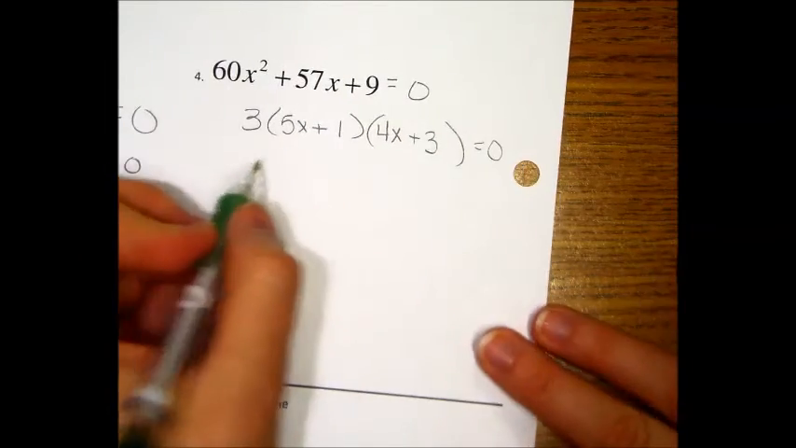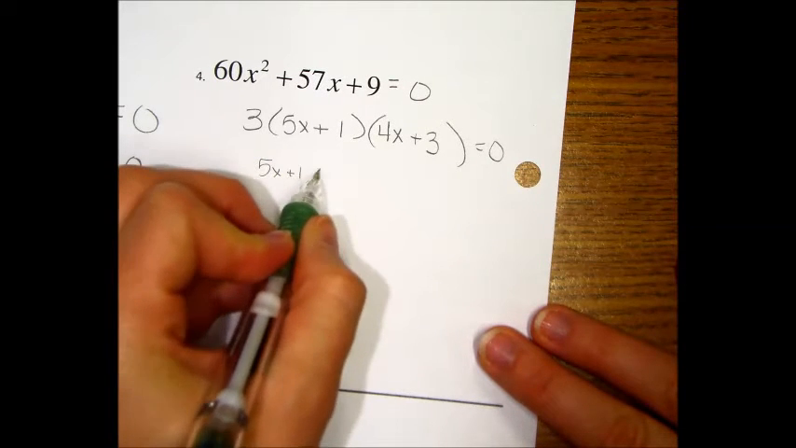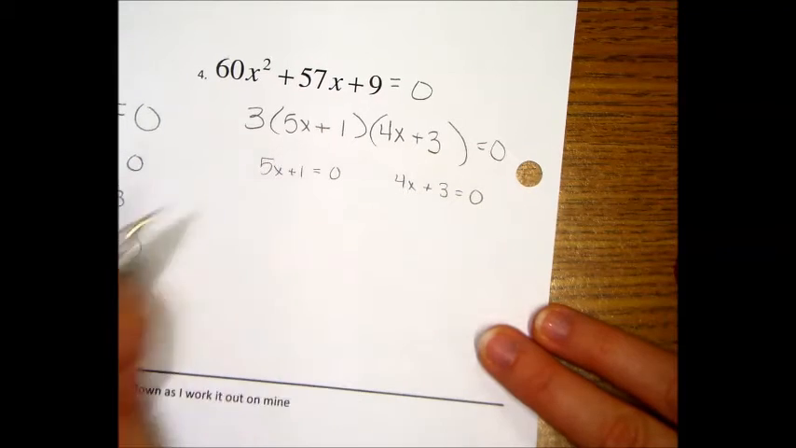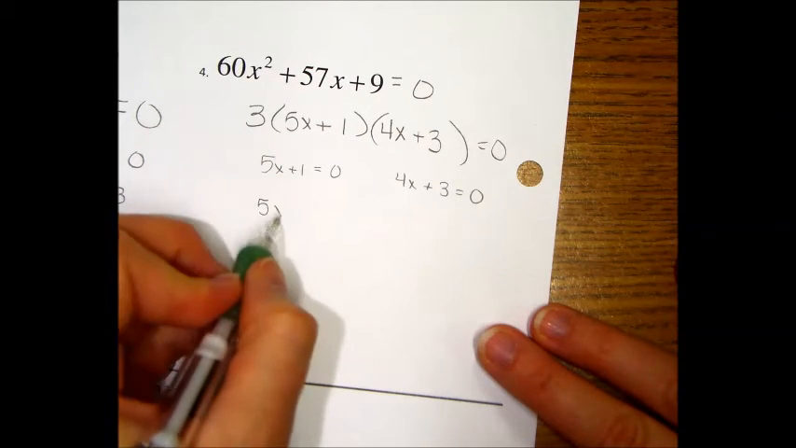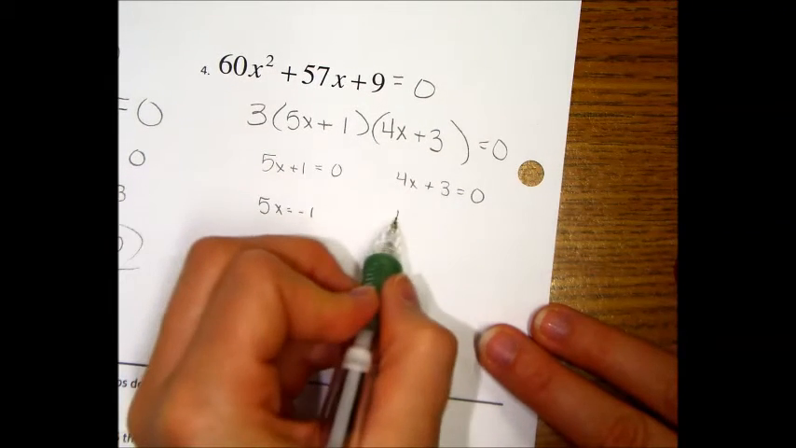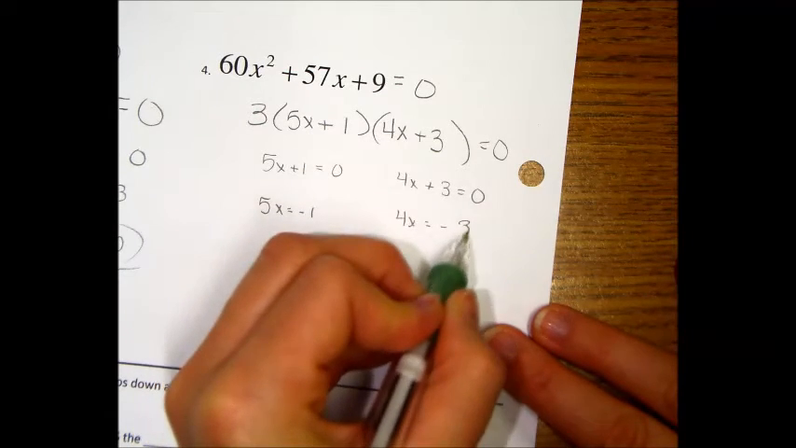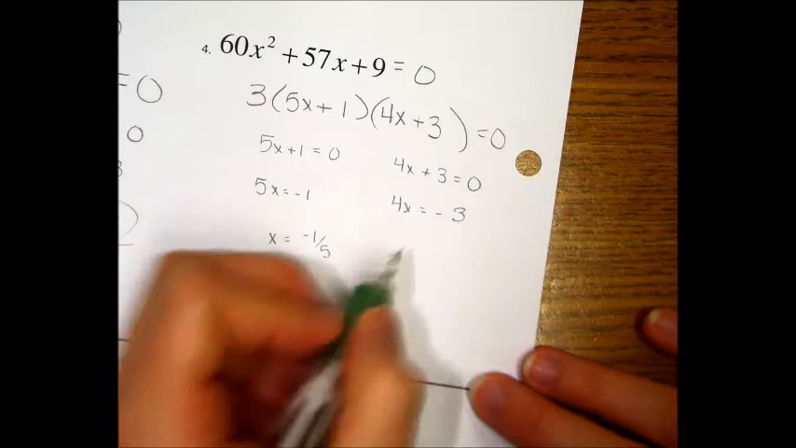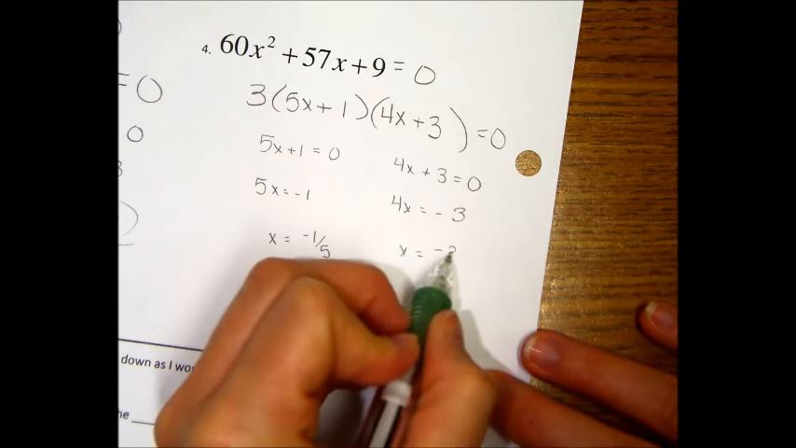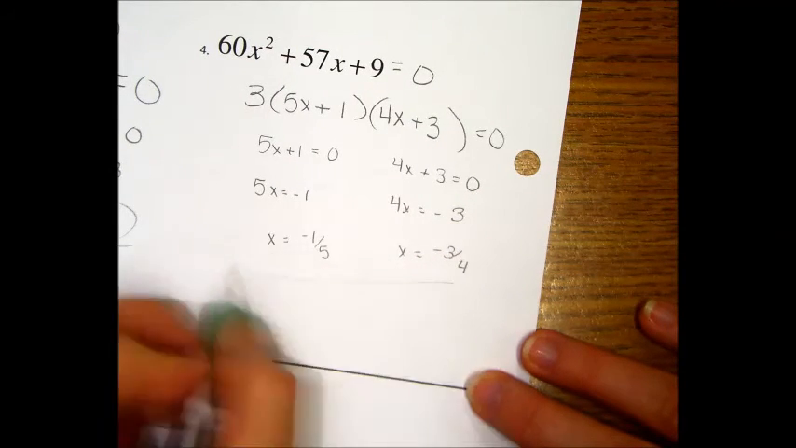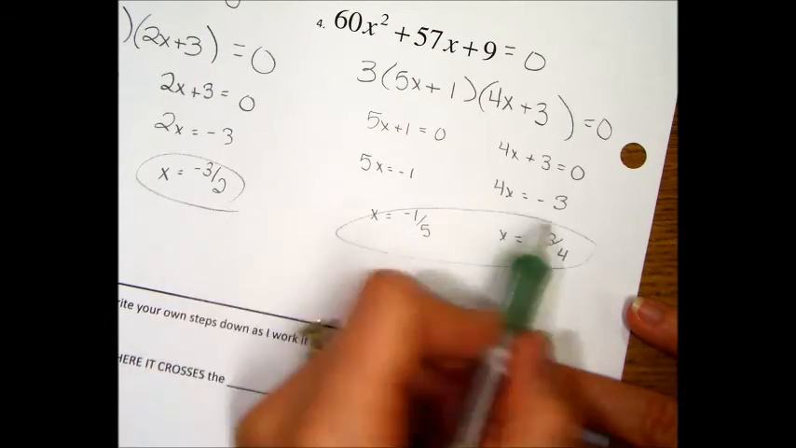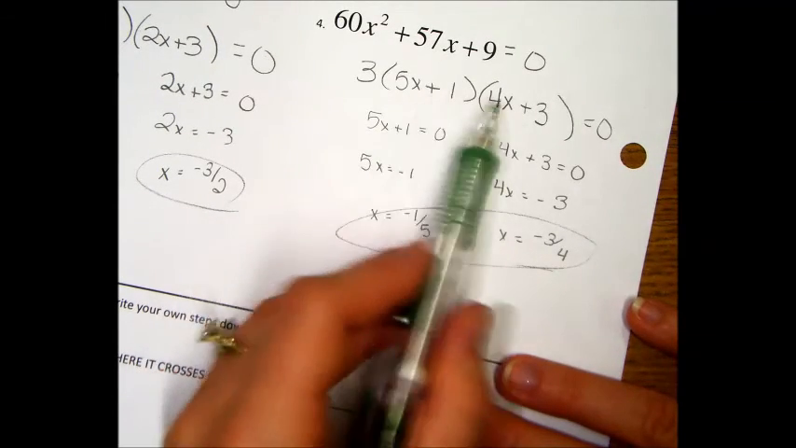The last one, set 5x plus 1 equal to 0. Set 4x plus 3 equal to 0. And solve. Take away the 1, 5x equals negative 1. Take away the 3, 4x equals negative 3. Divide by 5, x equals negative 1/5. Divide by 4, x equals negative 3/4. Doesn't matter which one's first, by the way, in parentheses. If you had the 4x plus 3 first, then that's fine. Just make sure you have them both.